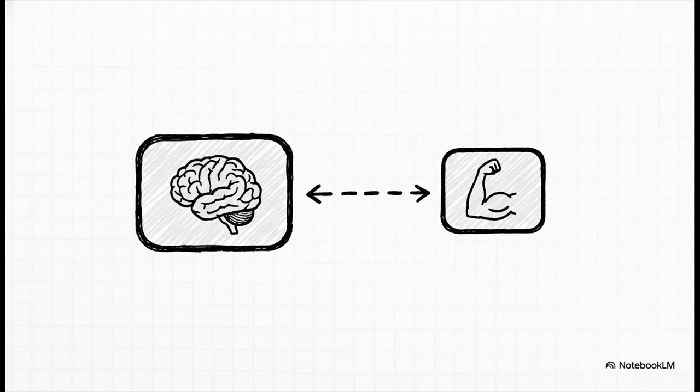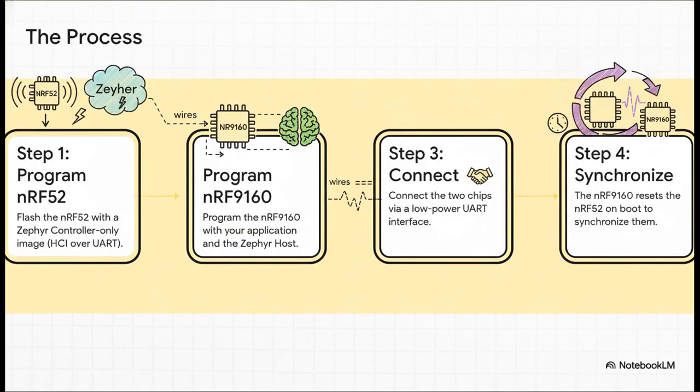You use that dual chip setup. The big nRF9160 runs your main application, and the Bluetooth host, the brains. Then you connect it to a smaller, much cheaper chip, like an nRF52, and its only job is to run the Bluetooth controller, the muscle. They communicate over a standard language called the Host Controller Interface, or HCI. And the beautiful thing is, Zephyr makes this pretty straightforward.